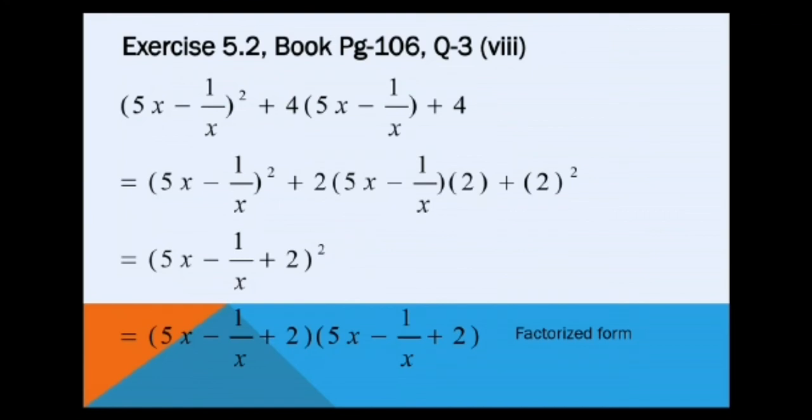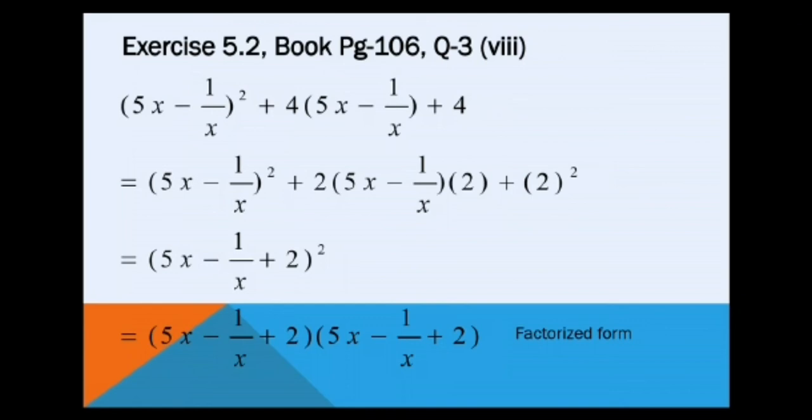Exercise 5.2 again, book page 106, question number 3, part 8 has been taken. Students, this is a little bit different question. Now you will observe and tell which identity you can apply here easily. The expression is 5x minus 1 over x, whole square, plus 4 into 5x minus 1 over x, plus 4.